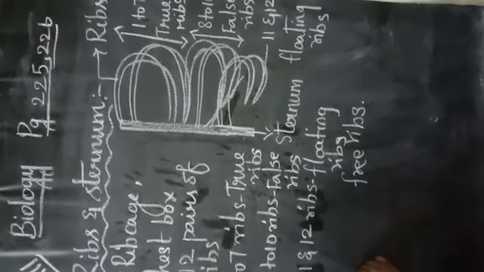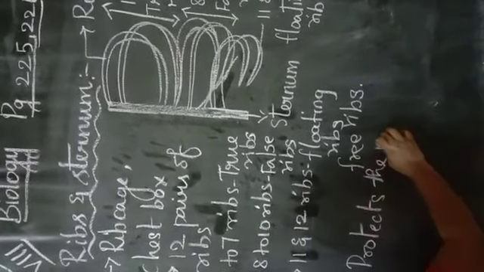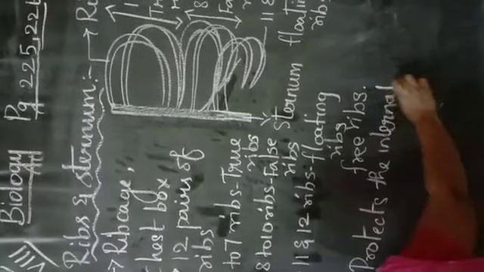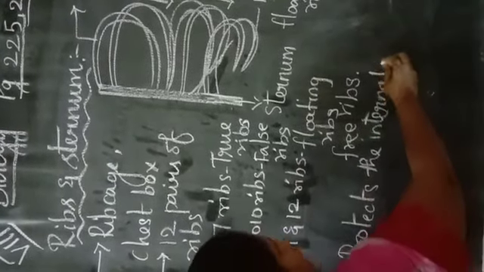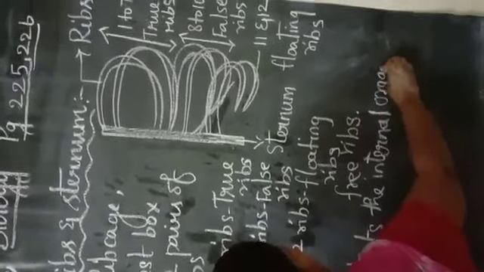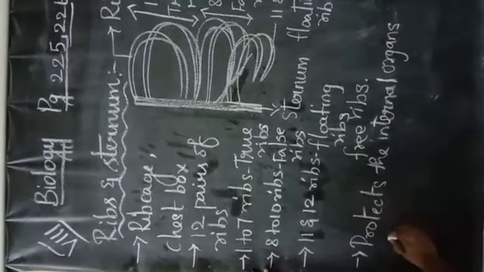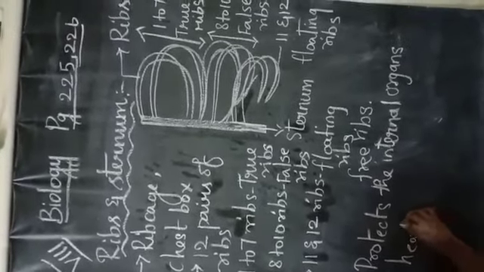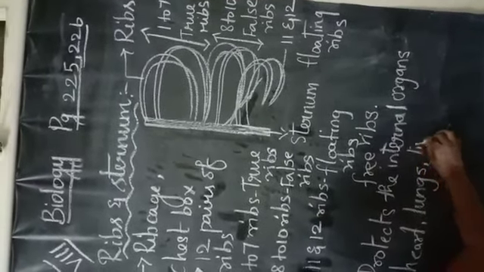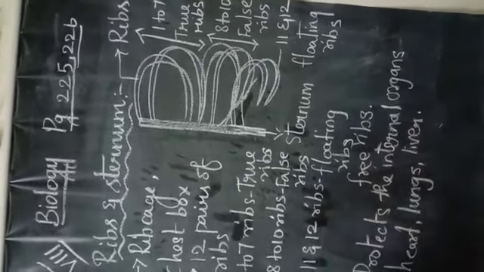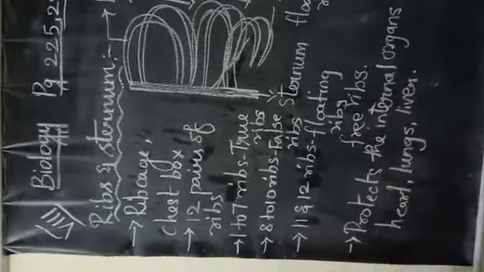Okay, what is the main function of these ribs and sternum? It protects the internal organs. What are the internal organs? Internal organs like heart, lungs, then liver. Clear, children? So that's all about these ribs and sternum. Clear? Thank you.